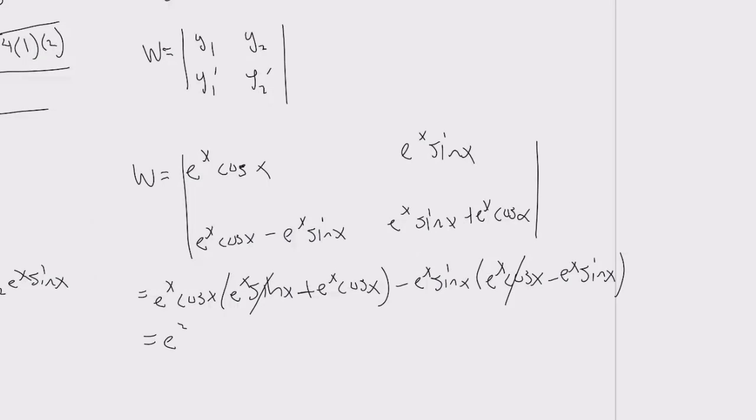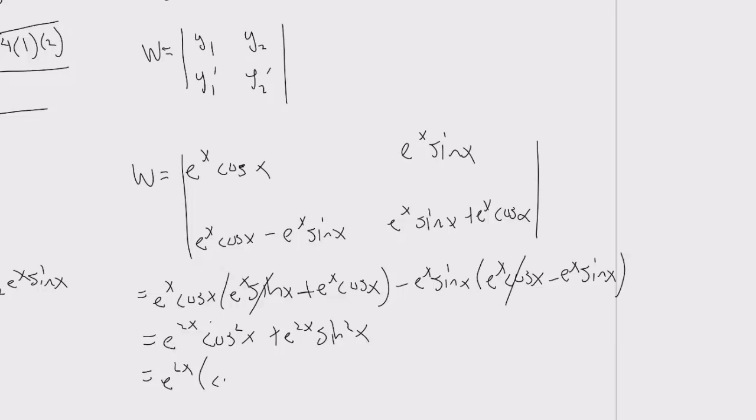Okay, let me write out what I'm seeing. So I get e to the 2x cosine squared x plus e to the 2x sine squared x, and so I can factor out e to the 2x, which is going to be cosine squared x plus sine squared x, and that is equal to 1. So e to the 2x is our Wronskian. Yay! All right, so let's go set up W1 and W2.